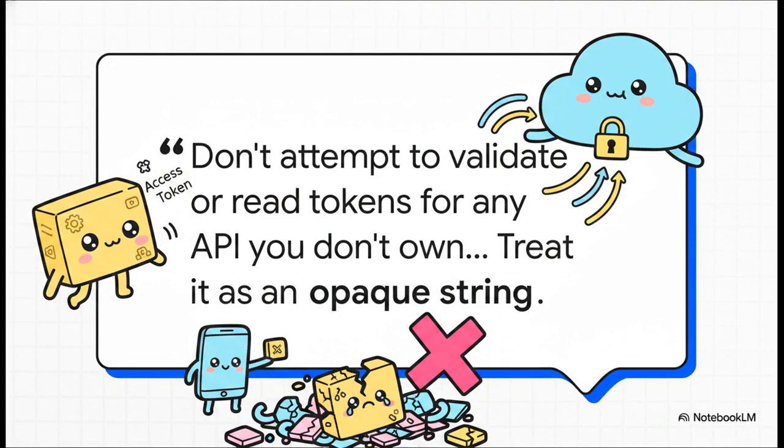And this is a golden rule for every single developer. An access token is not for you, the client app. It's for the API you're calling. Think of it like a sealed letter. Your job is just to deliver it. The API is the one who's supposed to open and read it. If you try to peek inside, your app could break the next time the token format changes.